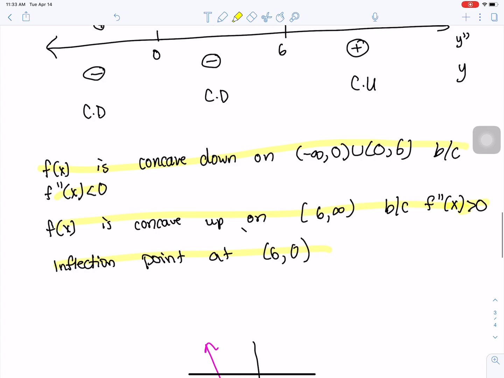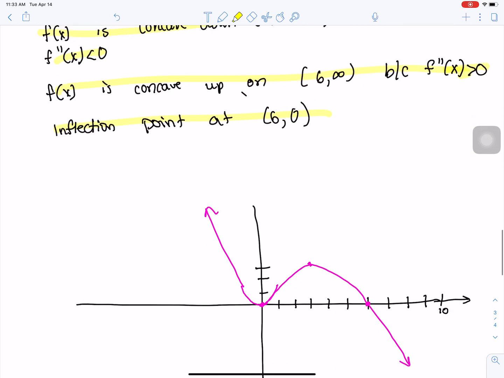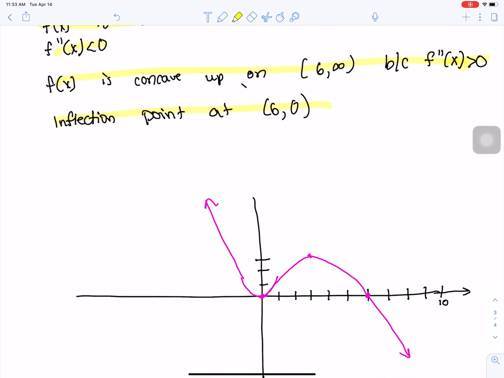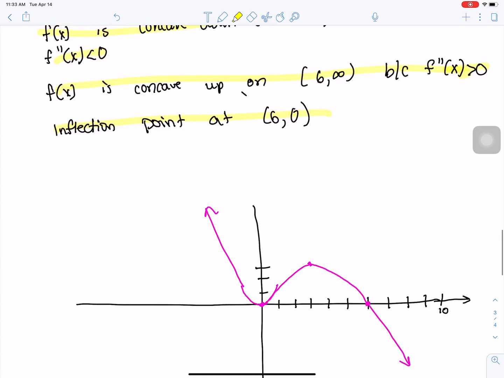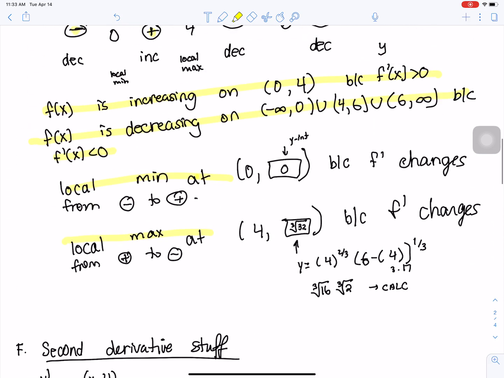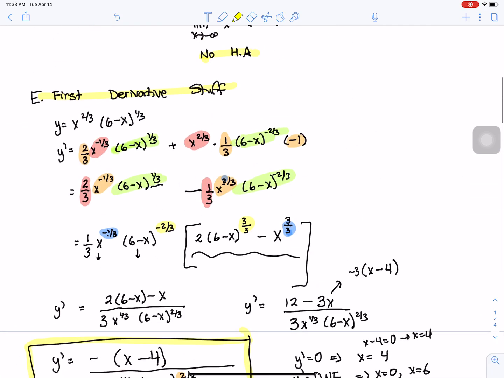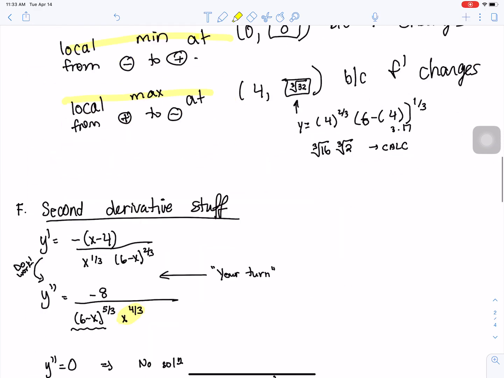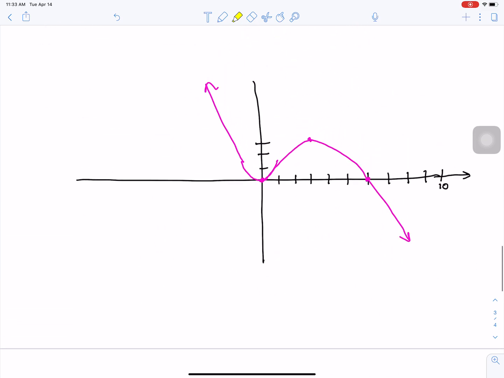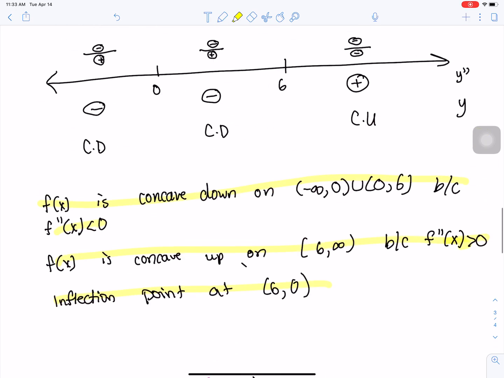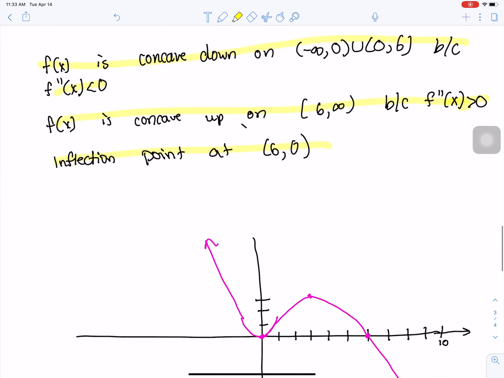Okay, so now let's double check. Up until 0, I should be concave down. Something looks weird again. So decreasing to increasing, local min at 0. Local max at 4. Now the function is concave down, so it should be frowning.